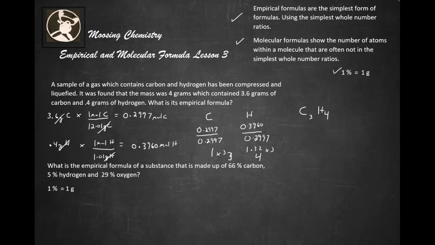Let's look at the next problem. What is the empirical formula of a substance that is made up of 66% carbon, 5% hydrogen, and 29% oxygen? Okay, this one's pretty easy itself.